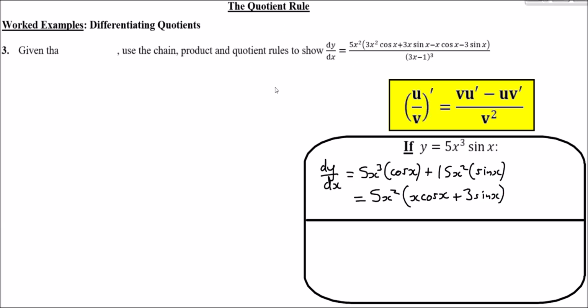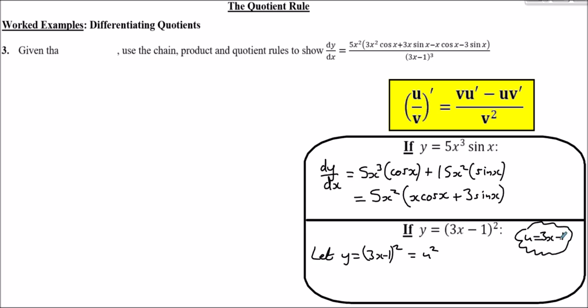However, what now if a different y were to equal (3x minus 1) squared? Well, what we could do here is use the chain rule like the question's asking us. So now we can say let y equal (3x minus 1) squared, which equals u squared. In other words, we're just letting u be 3x minus 1. Then we'd have that dy by dx is dy by du, times du by dx.